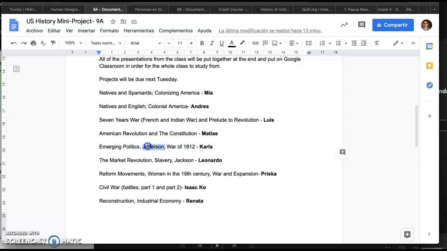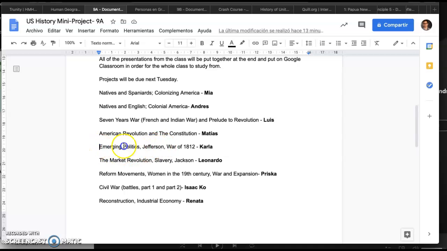During the Jefferson era, the U.S. expanded its territory, almost doubled. I think it doubled its territory by getting the Louisiana Purchase, and the Lewis and Clark expedition happened during that time. So I would expect her to maybe go into that event as a possibility. Obviously, she can choose what she wants to do.